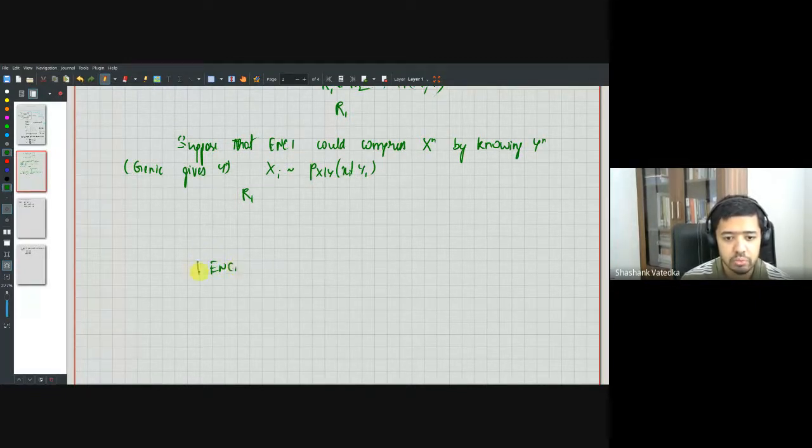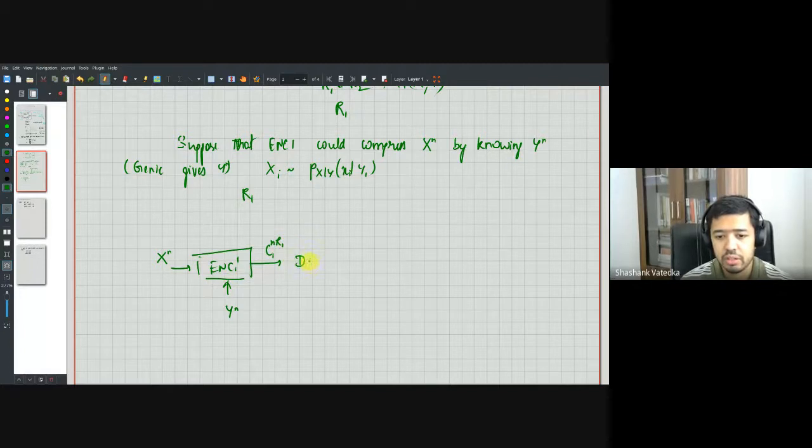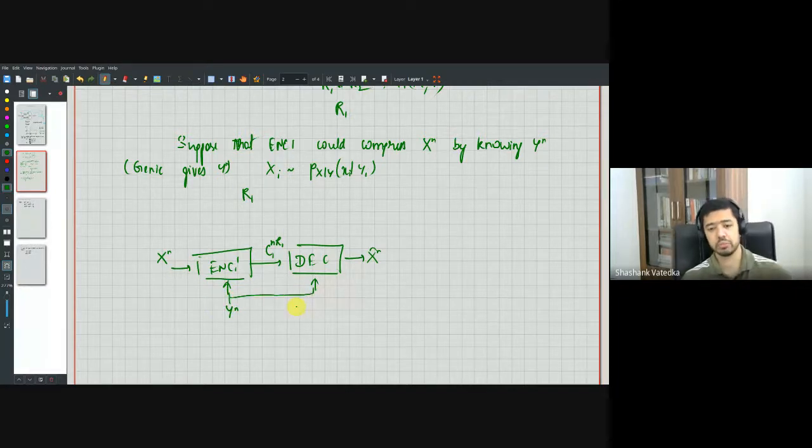So you have encoder 1, let me call it encoder prime 1. It has to compress X^n. Let us say that Y^n is given as side information. X^n and Y^n are jointly distributed according to P_XY. It compresses X^n to C1, let's say nR1 bits, and this is decompressed at the decoder to give an X^n hat, and the decoder also knows what Y^n is. So this side information is given to both the encoder and the decoder.